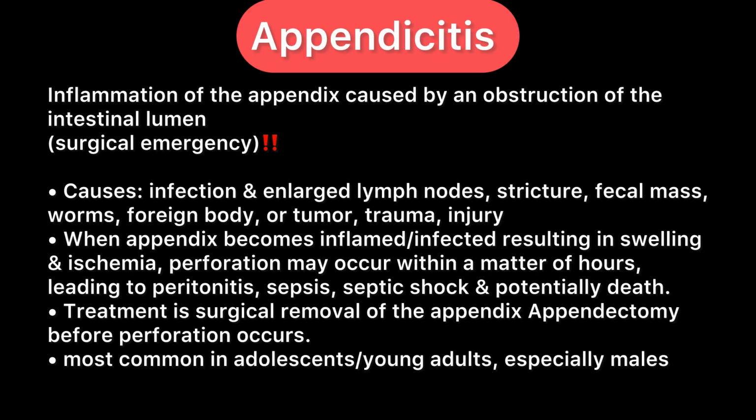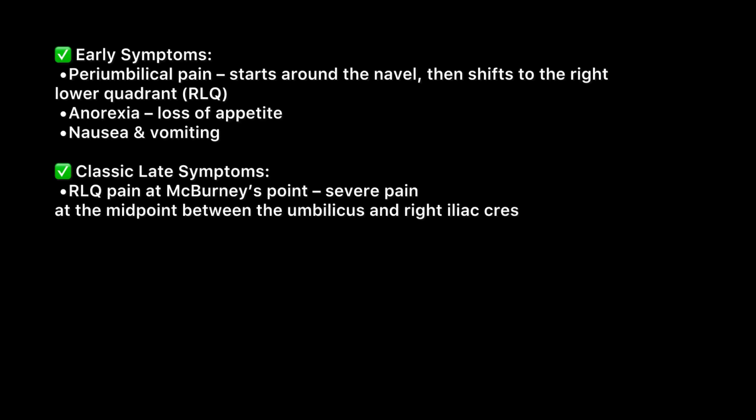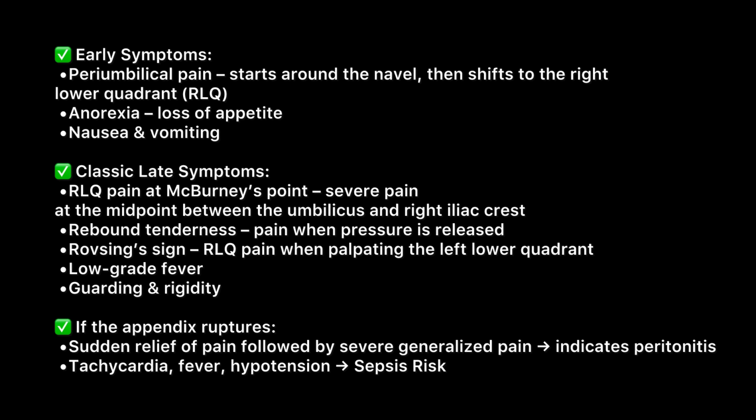Okay, now let's go on to another topic, appendicitis, which is also an important part for case study type questions. Infection, enlarged lymph nodes, stricture, fecal matter, worms, foreign body, tumor, and trauma or injury can lead to appendicitis. And here are the signs and symptoms. Among the early symptoms, periumbilical pain starts around the navel, then shifts to the right lower quadrant, with anorexia, nausea, and vomiting.